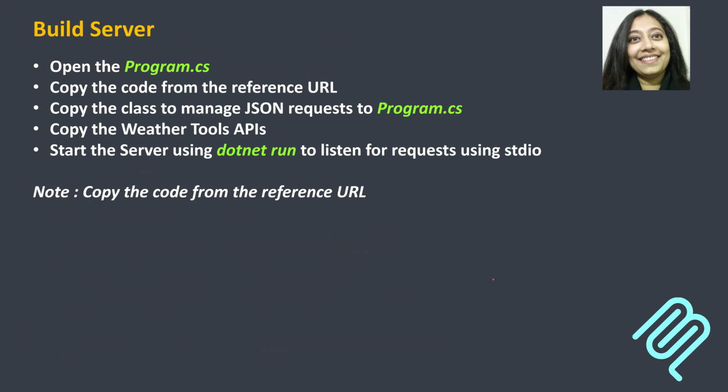Let's go to the next step. So now we will start building our server. We are going to open up Program.cs, which is part of our console .NET project. We will copy the code from our reference URL. That is our formal documentation for MCP. We will copy a couple of other classes for managing JSON requests to Program.cs. And then finally, we will copy the code for creation of the weather tools. And we will basically try and run our server with dotnet run. Now, remember, copy the code from the reference URL.